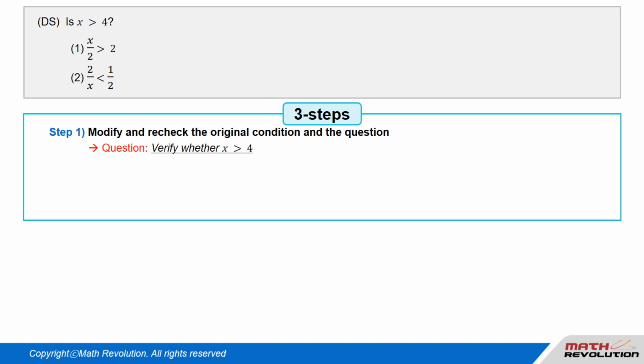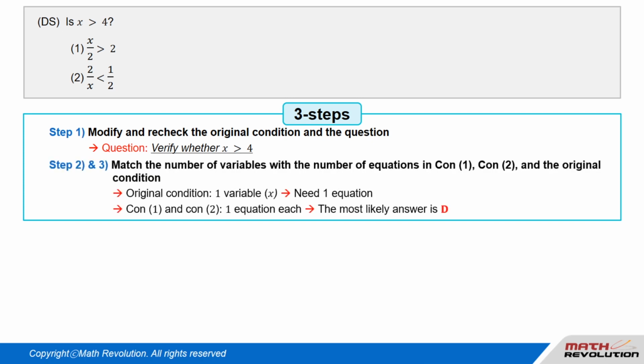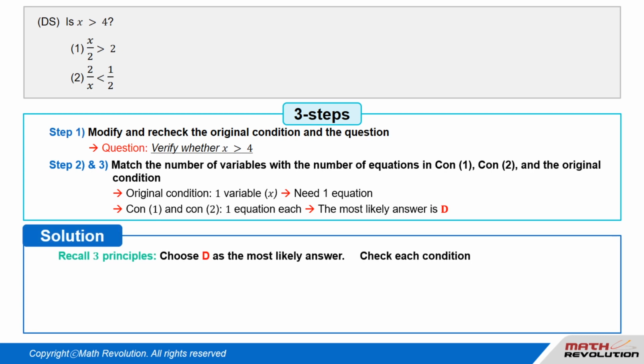Let us follow the first step of the variable approach by modifying and rechecking the original condition and the question. We are to verify whether the range x is greater than 4 is true. Follow the second and the third steps. From the original condition, we have one variable x. To match the number of variables with the number of equations, we need one equation. Since conditions 1 and 2 will provide one equation each, D would most likely be the answer. Recall 3 principles and choose D as the most likely answer.